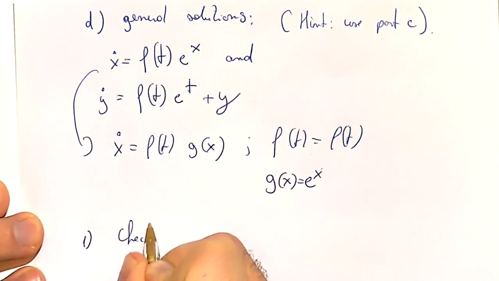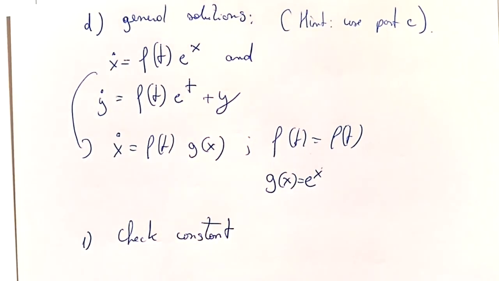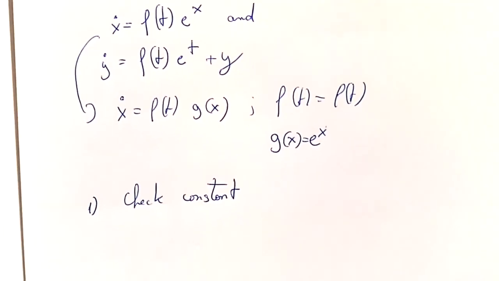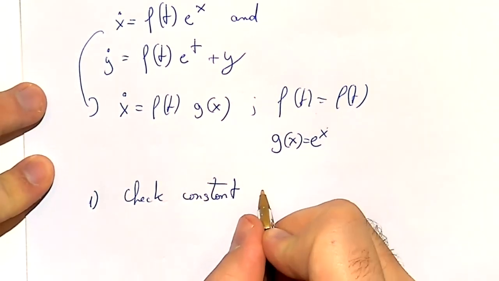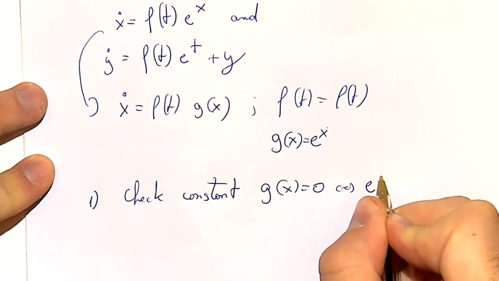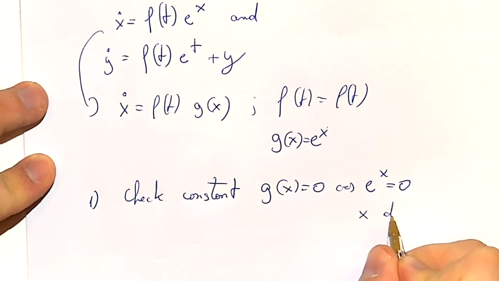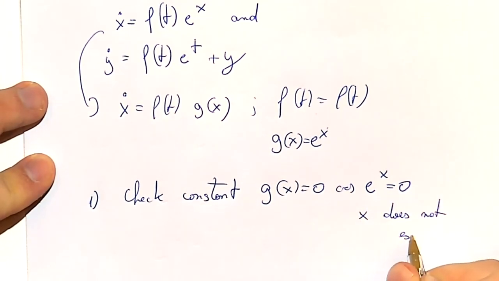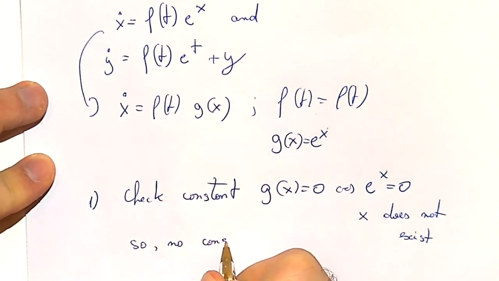First step, check constant. Okay, we check constant, and what does that mean? It means that g of x has to be equal to 0, which means that e to the power of x has to be equal to 0, and x does not exist. So no constant solutions.